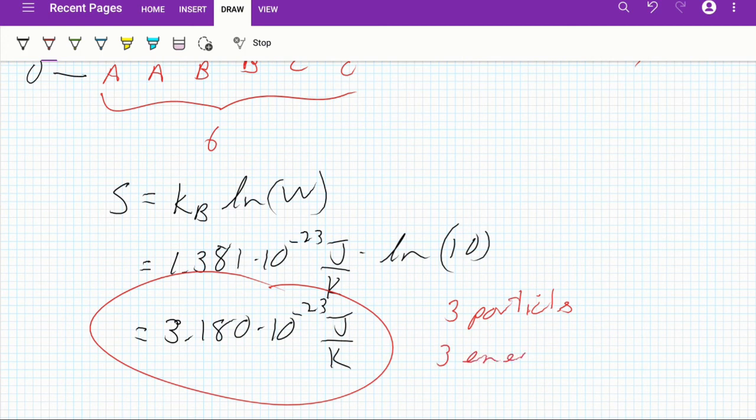KB is always that number. It was derived by Maxwell-Boltzmann based on his work. So yes, it is always that number. It's just another constant like pi, or Avogadro's number. It's a fixed value.